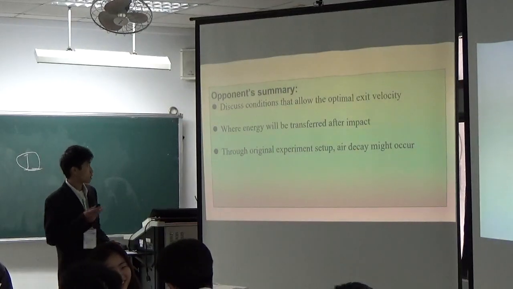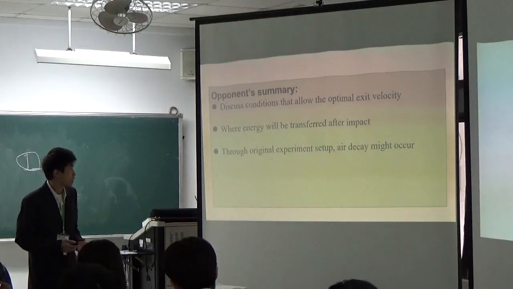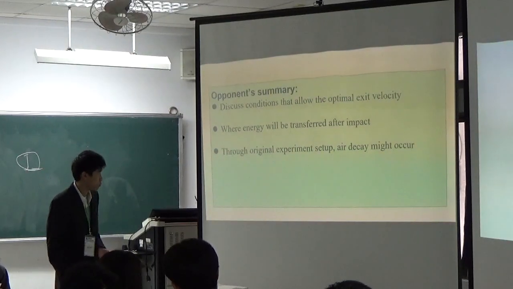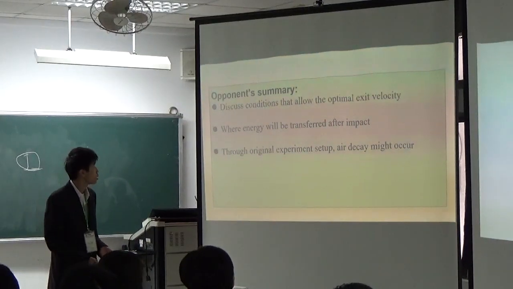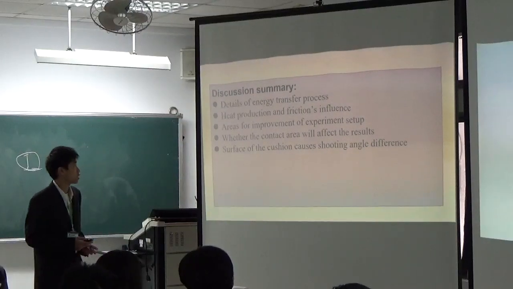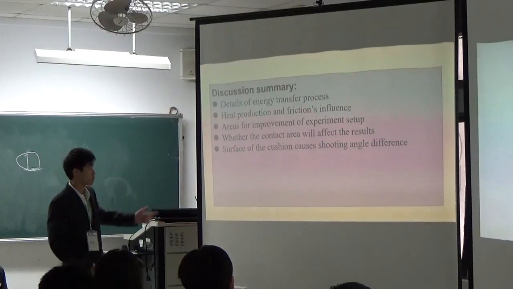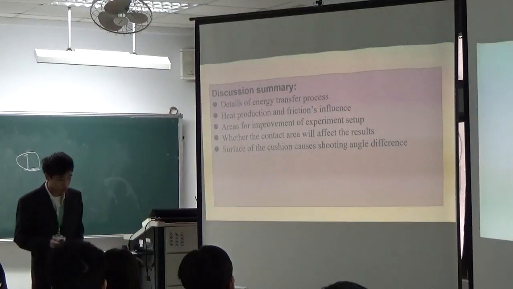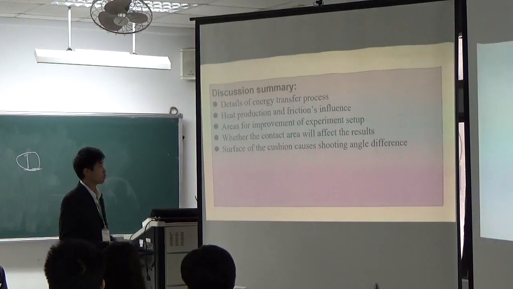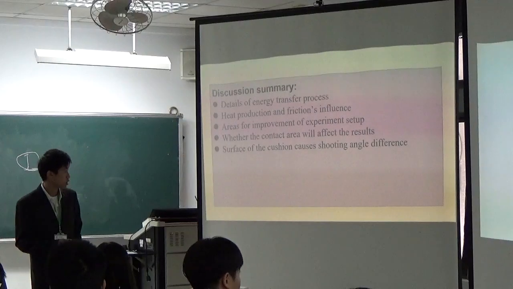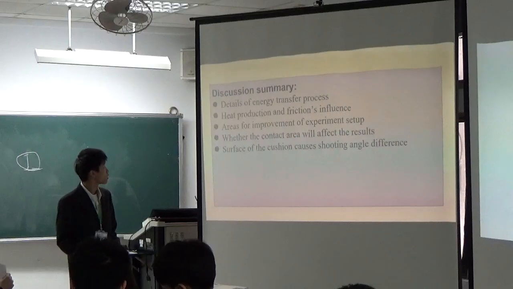The opponent's summary is that they discussed conditions that allow for the best exit velocity and where energy would be transferred after impact. And in our experiment setup, air decay might occur. So what we discussed is the details of the energy transfer process, including the energy loss caused by heat reduction and friction's influence. There are some areas for improvement of my experiment setup, and whether the contact area will affect the results. The surface of the cushion causes the shooting angle to be different as well.